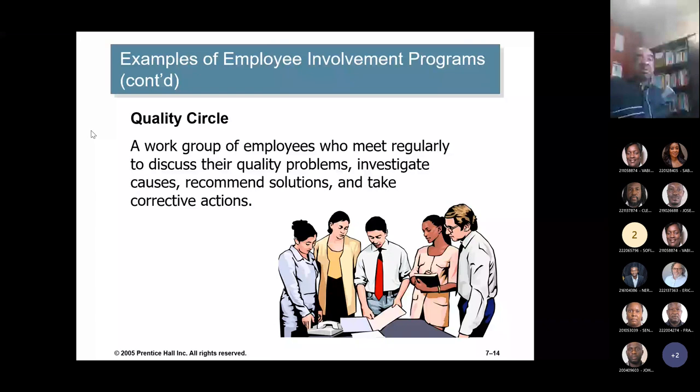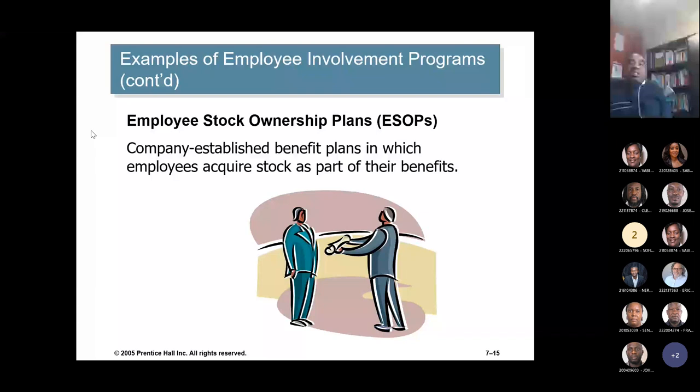Employee stock option. Sometimes also employees are given the opportunity to take stock instead of giving them benefits in the organization. The company establishes a benefit plan in which employees acquire stock as part of their benefit. Now, instead of taking financial reward, employees can be asked to purchase from the stock of the organization. Stock is the shares of the organization. So when the employee possesses shares, the employee becomes part owner of that particular organization. Although they may not have a lot of voting rights, somehow they are now becoming part and parcel of the organization itself.